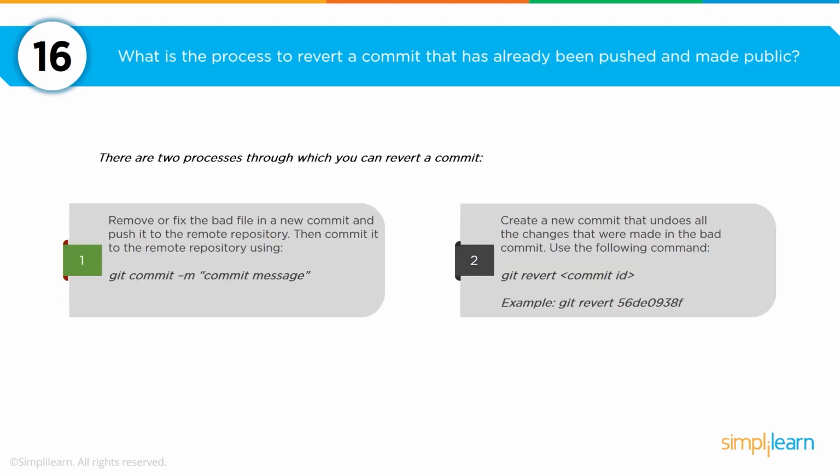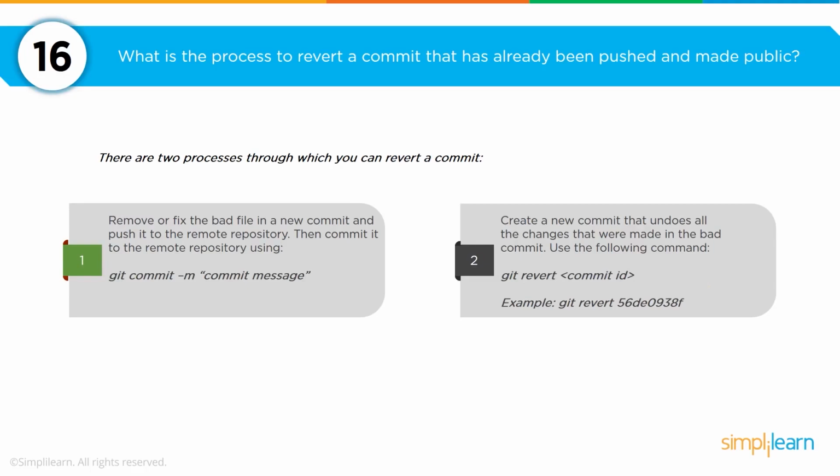A question that you'll be asked around commit is going to be, what is the process to revert a commit that has already been pushed and made public? And there are 2 ways you can address this. The first is to actually address the bad file in a new commit, and you can use the command git commit -m and then put in a comment for why that file is being removed.